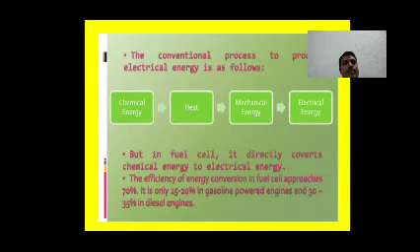The efficiency of energy conversion in fuel cells is approximately 70%. It is only 15 to 20% in gasoline powered engines and 30 to 35% in diesel engines.